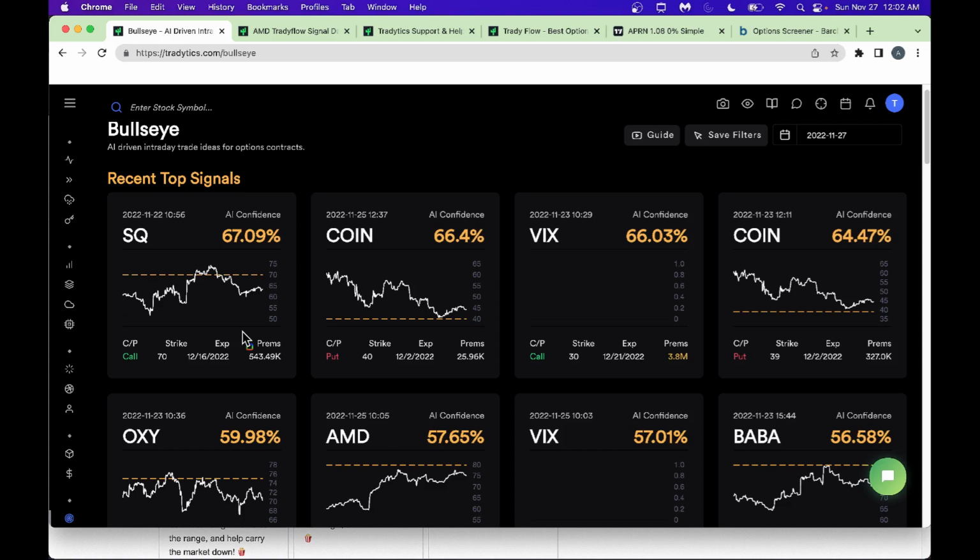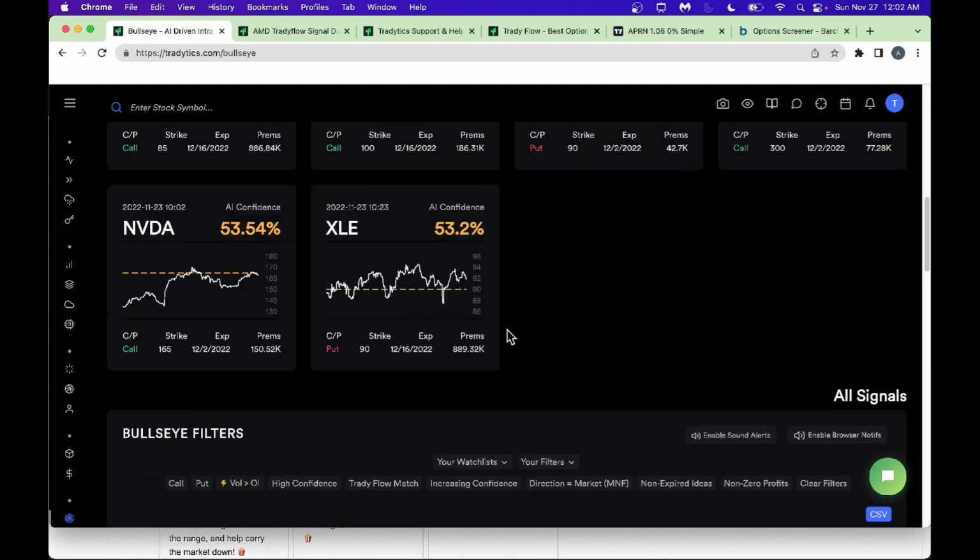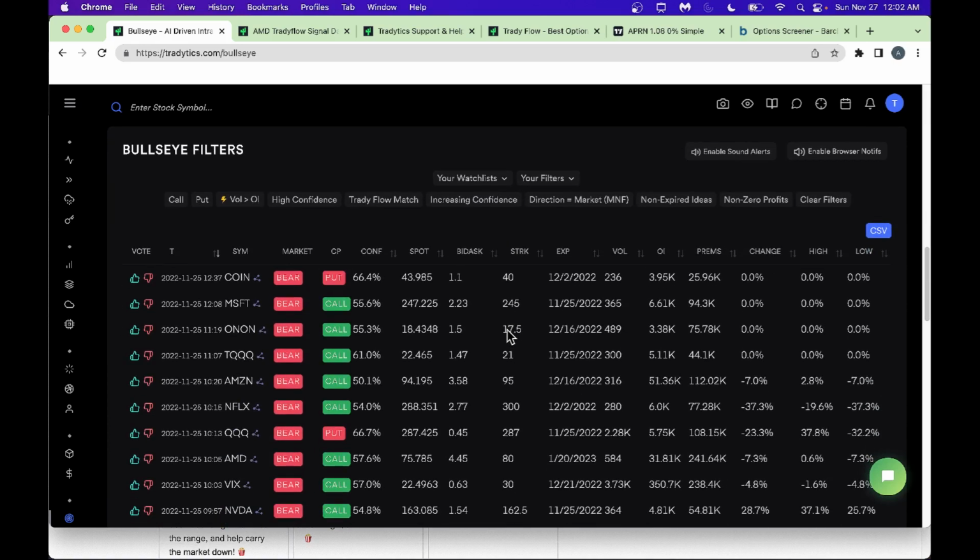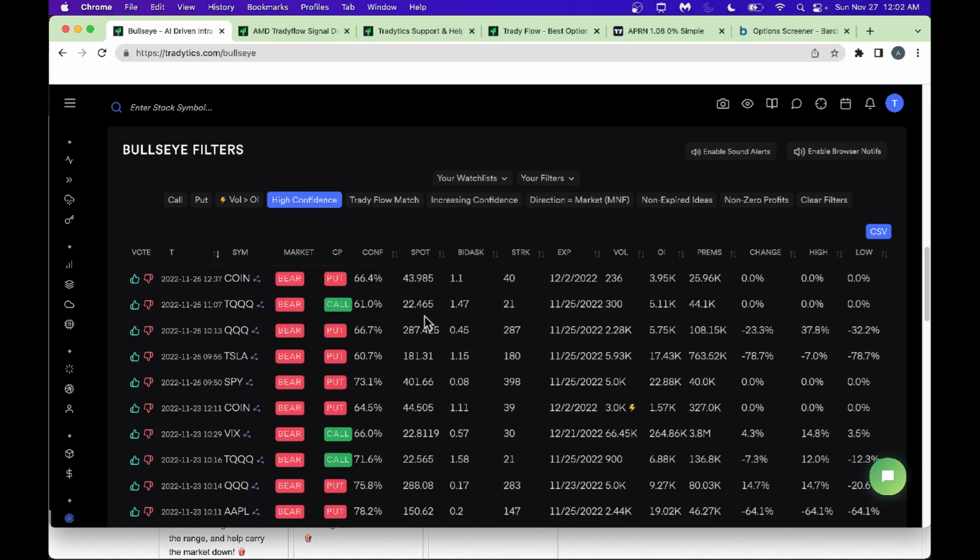What it's telling you is really you could trade a call option, strike 70, expiration date 12/16. They gave the signal when it was $70, but right now price came down slightly, and they also give you the confidence level, 67%. Normally I would love to look at a higher confidence level here. So what you could do is just go down here and click on high confidence, and you'd look at these high confident trades.